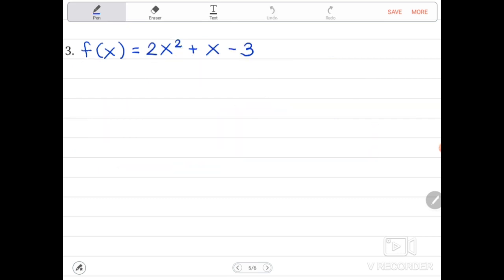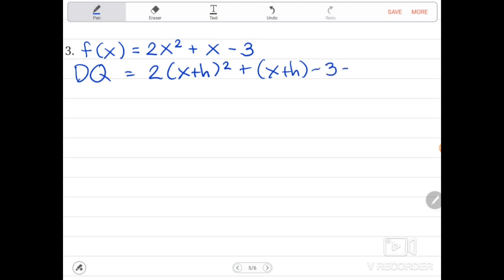Number 3, the last number. Let us try to find the difference quotient of f of x is equal to 2x squared plus x minus 3. So for our difference quotient, we will be having 2 times x plus h squared plus x plus h minus 3, minus 2x squared plus x minus 3, all over h.